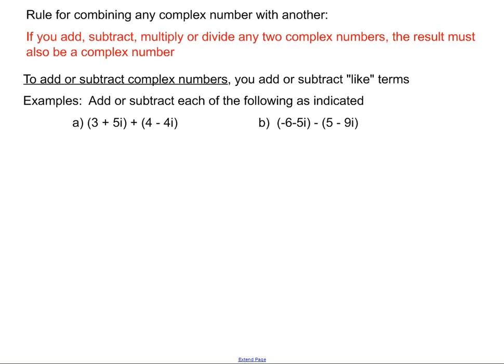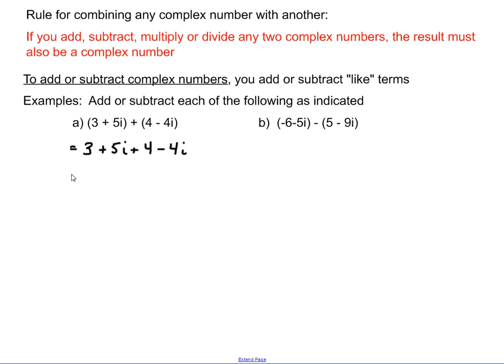So let's take 3 plus 5i plus 4 minus 4i. To handle this kind of expression, we would drop the parentheses if we could. So we're going to take 3 plus 5i in this case, and we're going to add 4 minus 4i.